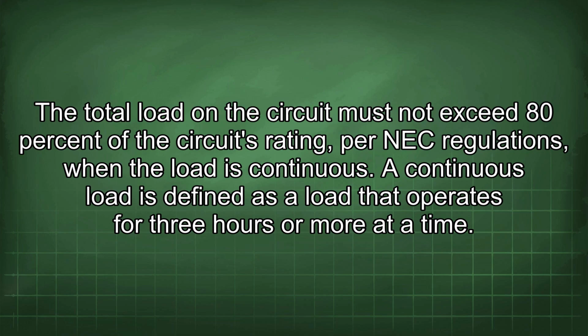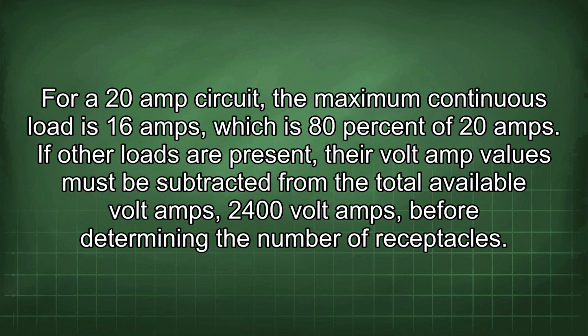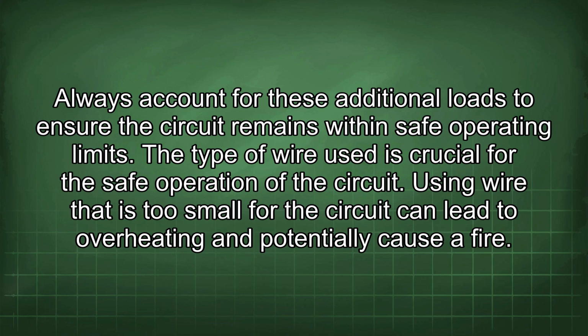The total load on the circuit must not exceed 80% of the circuit rating per NEC regulations when the load is continuous. A continuous load is defined as a load that operates for 3 hours or more at a time. For a 20 amp circuit, the maximum continuous load is 16 amps, which is 80% of 20 amps. If other loads are present, their volt amp values must be subtracted from the total available volt amps, 2400 volt amps, before determining the number of receptacles. Always account for these additional loads to ensure the circuit remains within safe operating limits.